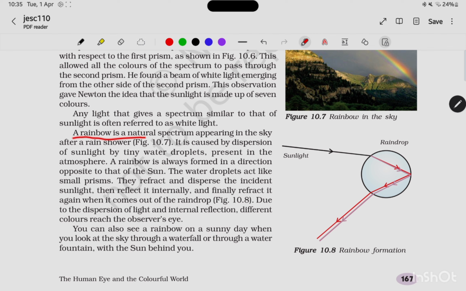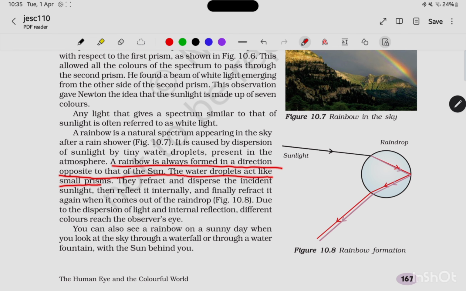Okay, a rainbow is a natural spectrum appearing in the sky after a rain shower. Okay, it is caused by the dispersion of sunlight by tiny water droplets present in the atmosphere. A rainbow is always formed in a direction opposite to that of the sun.